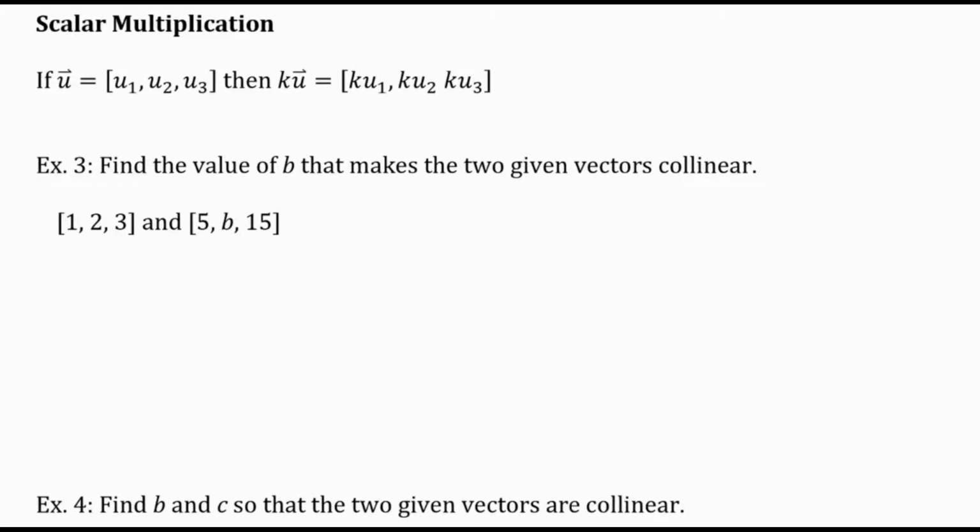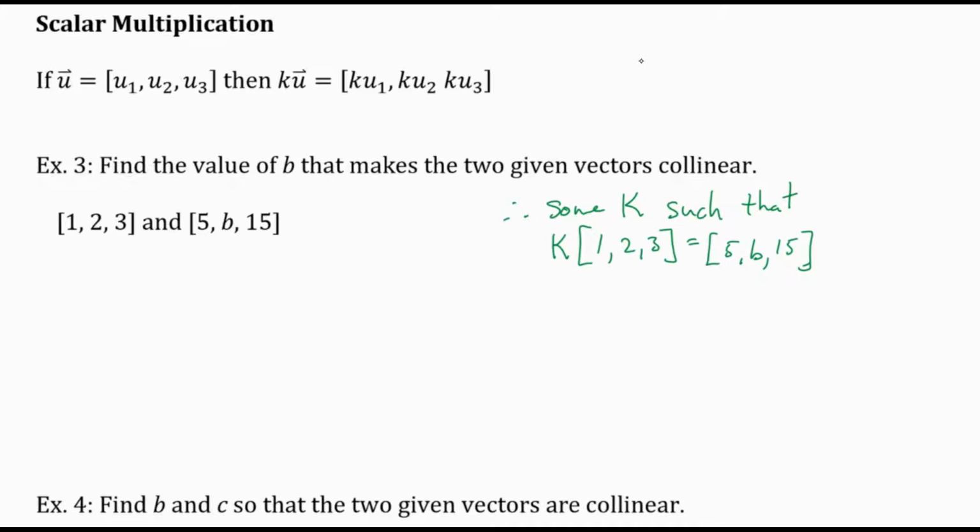Now, example 3 is a bit different. Find the value of b that makes the two given vectors collinear. What does this mean? Well, it means that there's some scalar k such that k times either of them, but I'm going to do it times the first one, k times 1, 2, 3 equals 5, b, 15. So it looks like the scalar would have to be 5, because 5 times 1 gives you 5, and 5 times 3 gives you 15. So 5 times 2 gives you 10, so obviously our answer is going to be 10, but I'm going to show this in a nicer way. But that's what it means for them to be collinear, right? That means there's some scalar such that they are scalar multiples of each other, okay?